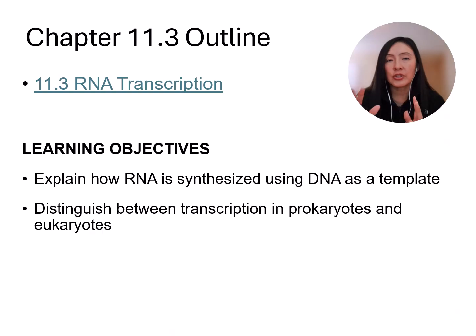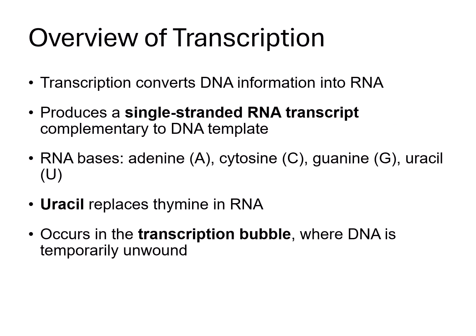Now let's transition to section 11.3, which looks at RNA transcription. Here we're going to look at how the genetic information in DNA is transcribed into RNA, and that's going to later direct protein synthesis through translation. Transcription converts DNA information into a single-stranded RNA transcript. RNA bases include A, C, G, and U, with uracil replacing thymine. This process happens inside a transcription bubble, where DNA is temporarily unwound so the template strand can be copied.